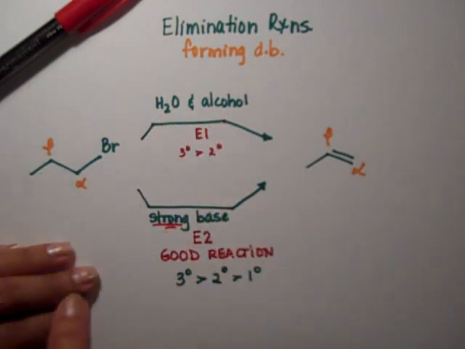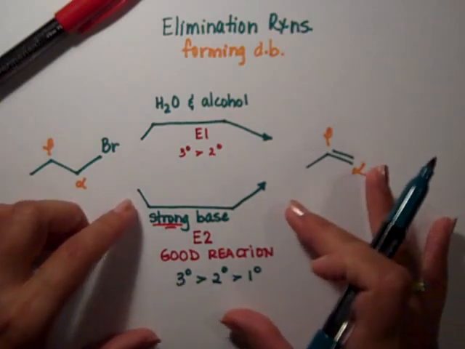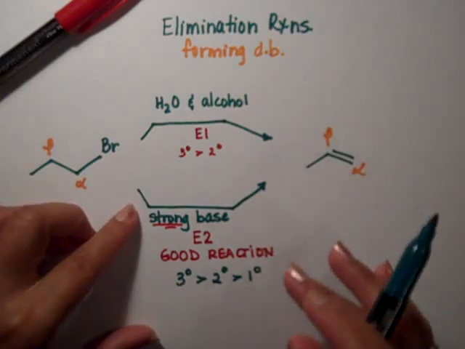So the E1, that's a bad reaction. The E2 is a much better reaction. So this one is the one that we want to use when we're making double bonds.